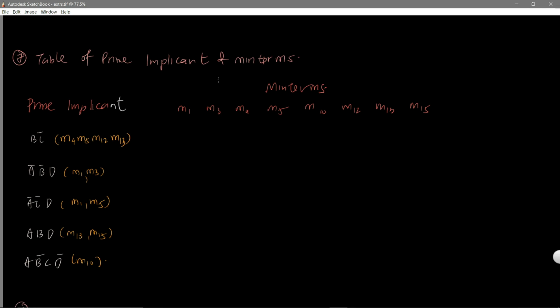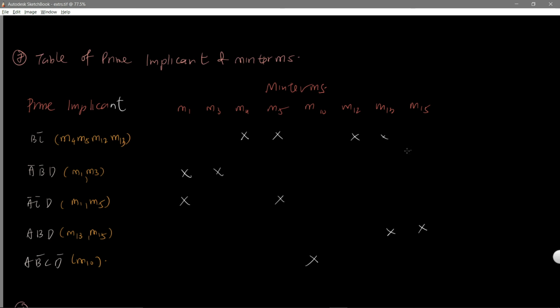And you want to mark them at their respective minterms. So for this, you can see they represent 4 terms. So you mark them. This represents 2 terms. This represents 2 terms as well. So you just go and mark them.